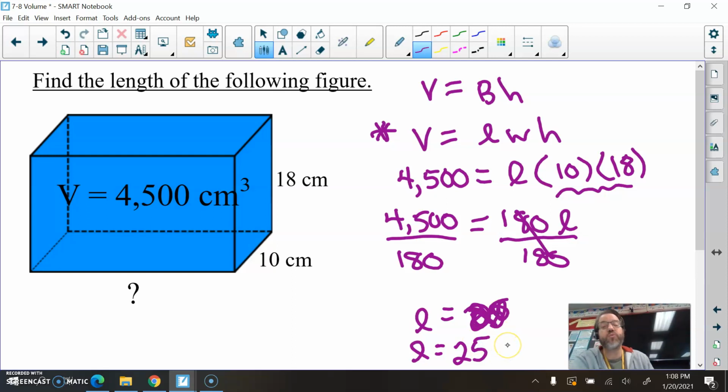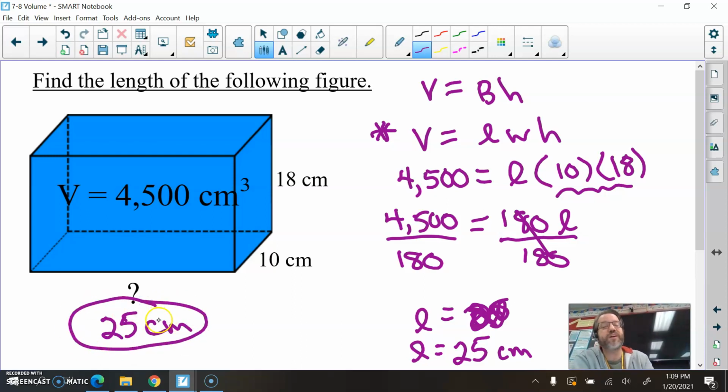So it's 25. Oh, what's our label? We need to be careful this time because now I'm not finding the volume. I was already given the volume. I'm just finding a dimension, which is in centimeters. So my unknown length here is just 25 centimeters, and we can check this to see if it's true. Just take 25 times 10 times 18 and see if it equals 4,500. It will. So our missing length there is 25 centimeters.